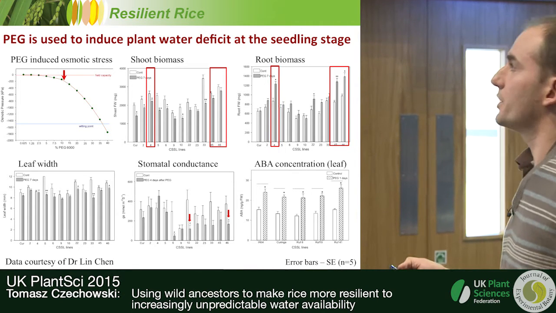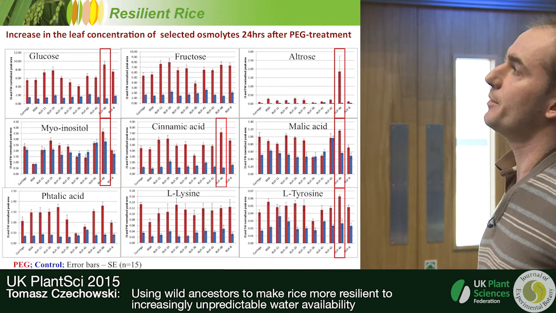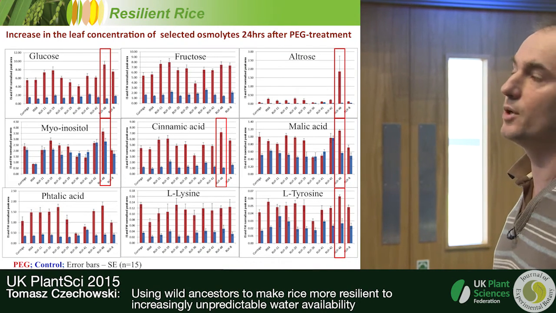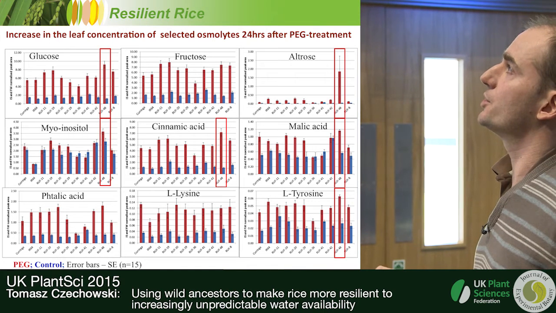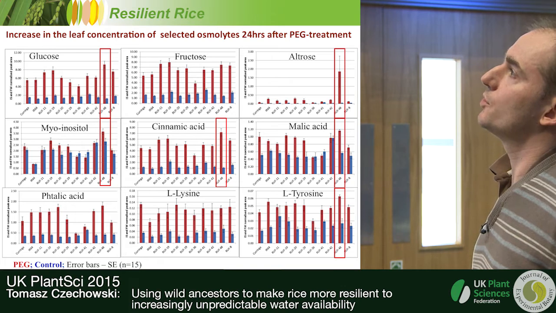Leaves start to roll, so the leaf width decreases, and stomata close to prevent transpiration, and then ABA concentration increases. What we also look at is the metabolites. We do metabolomics, GC-MS, where we can measure about 300 metabolites. This is just a selection of a few of them.